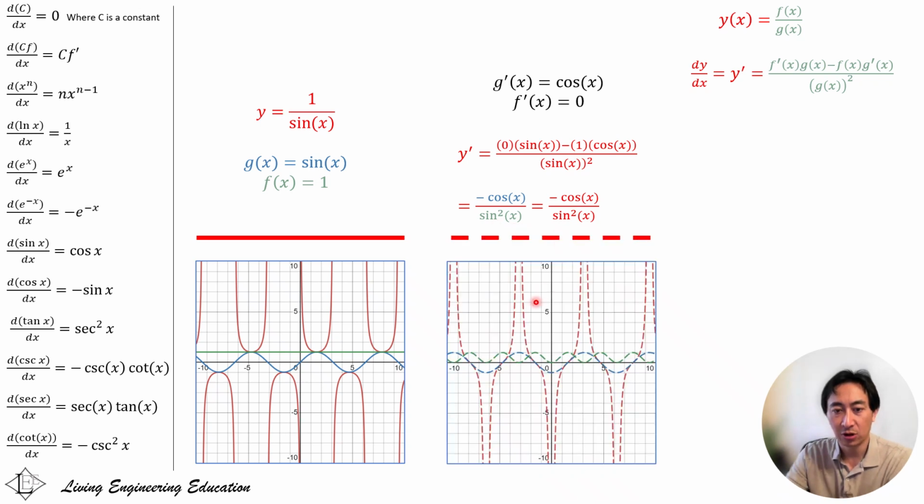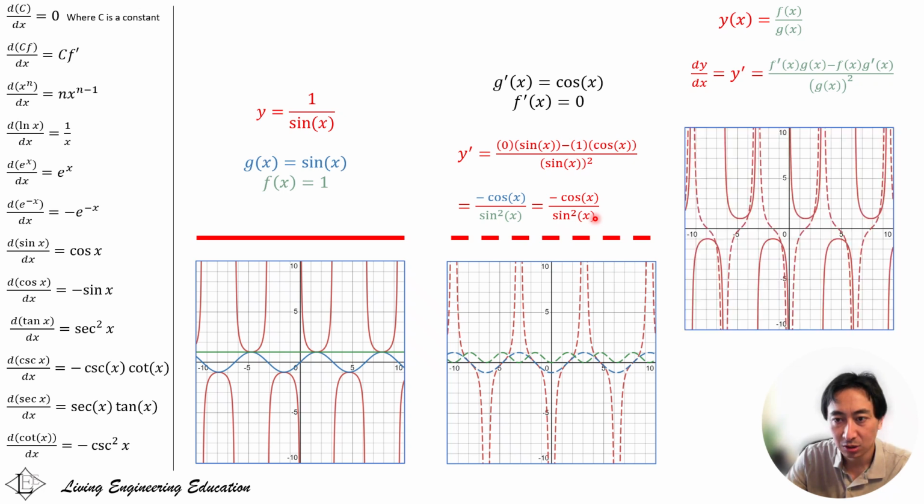So if we graph it all, the dashed red line is my full function derivative, and then there's my sine squared x in green. It will never cross the x-axis. And then negative cosine x in blue here. If we graph the original function, 1 over sine x, and the derivative, negative cos over sine squared, here's our graph. So we can take a look at this to make sure it makes sense. The dashed line is my derivative.